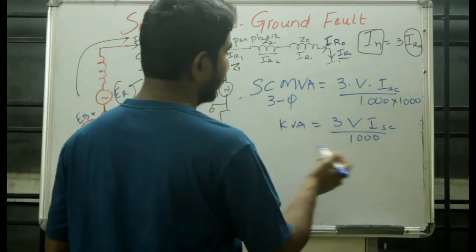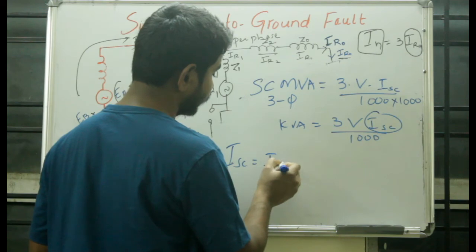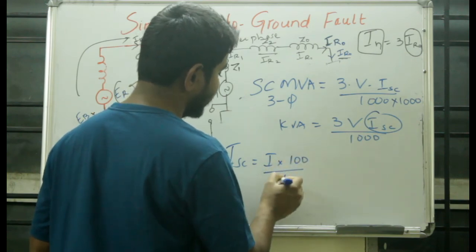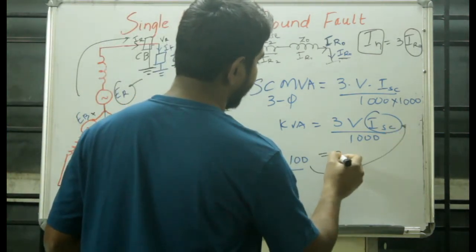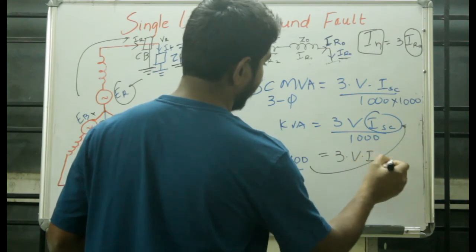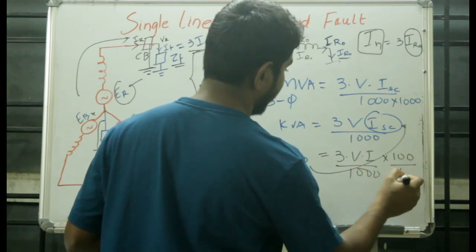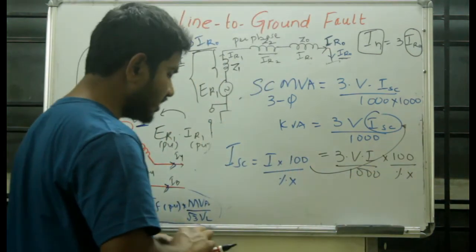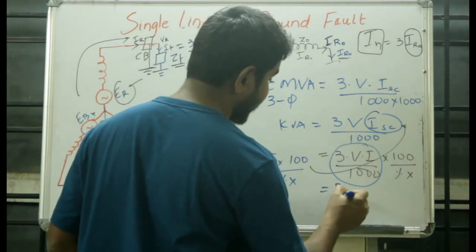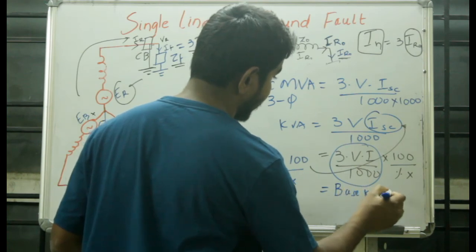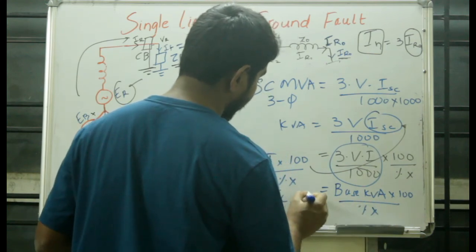I know that ISC, the short circuit current, is simply given by I into 100 upon percentage X. Now you put it here, so this will be 3 times V into I into 100 upon 1000, with percentage X being the percentage reactance. This can be written as base kVA into 100 upon percentage X. This is your short circuit kVA.